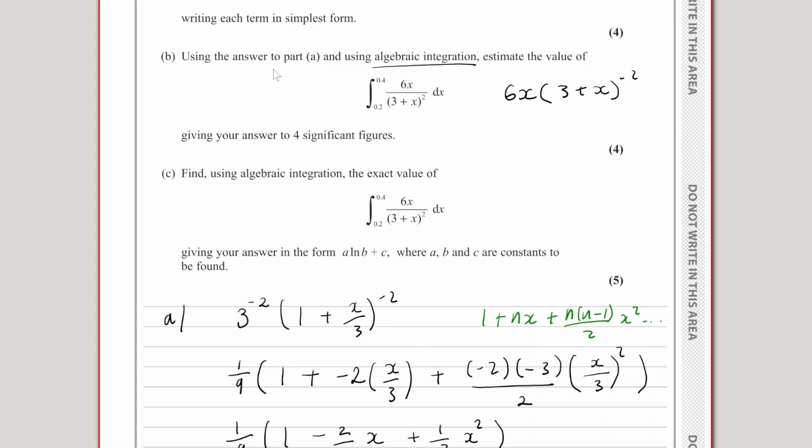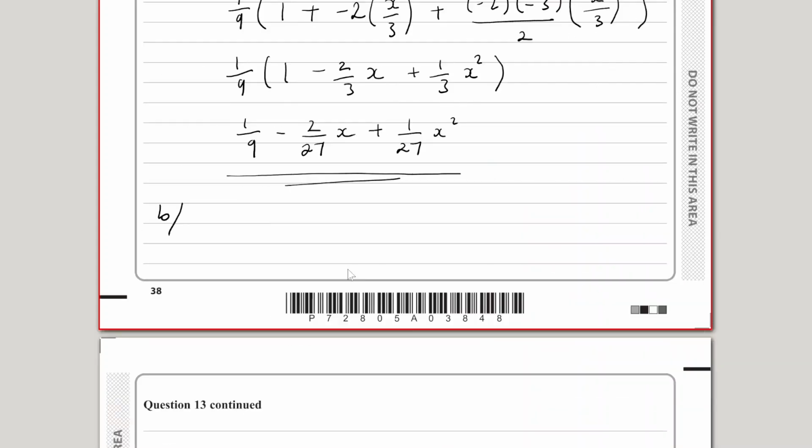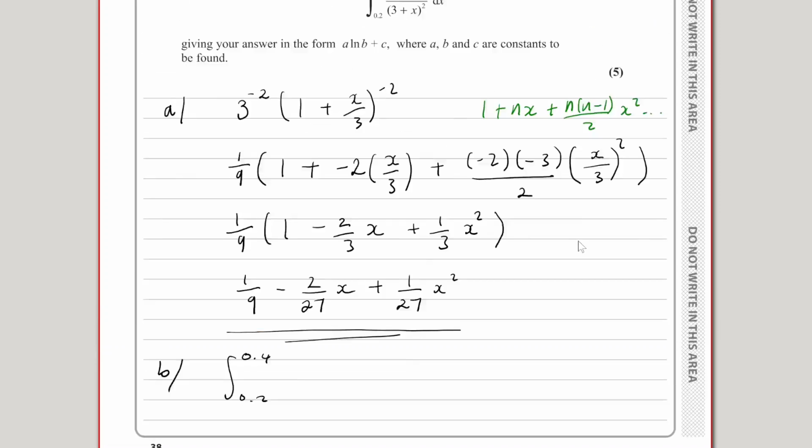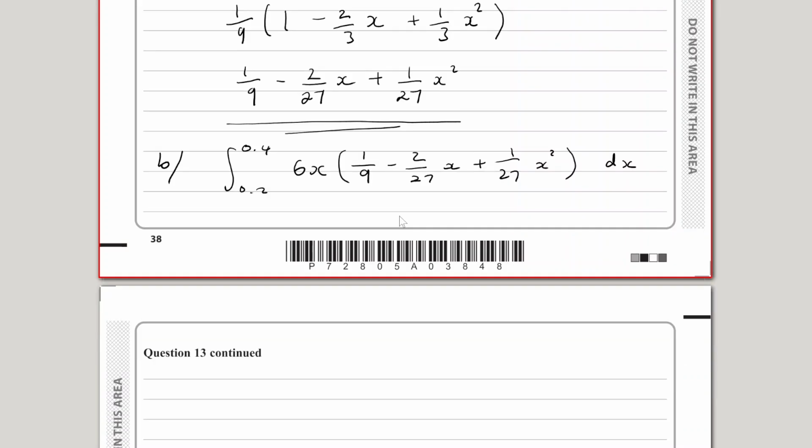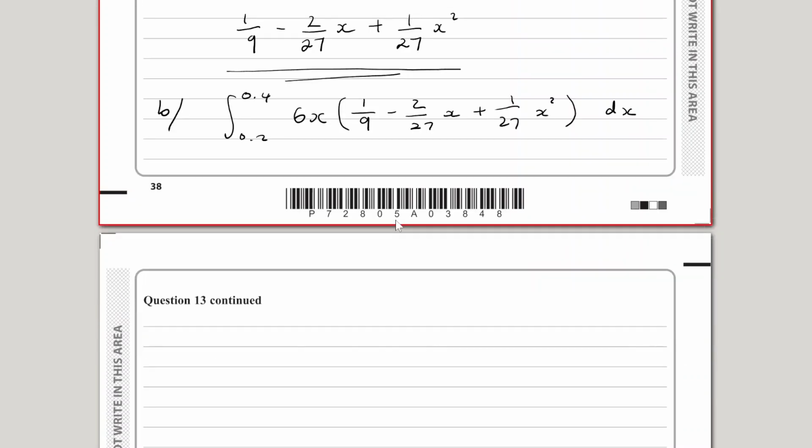So estimate the value of that and then find part C. So it's 6x, the integral between 0.2 and 0.4 of 6x times our expansion. So let's expand it first, then integrate, and then substitute in.